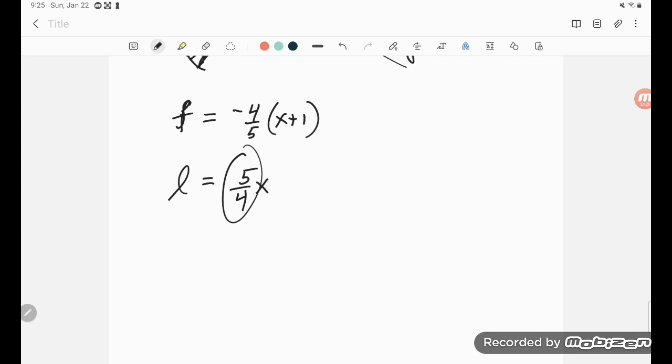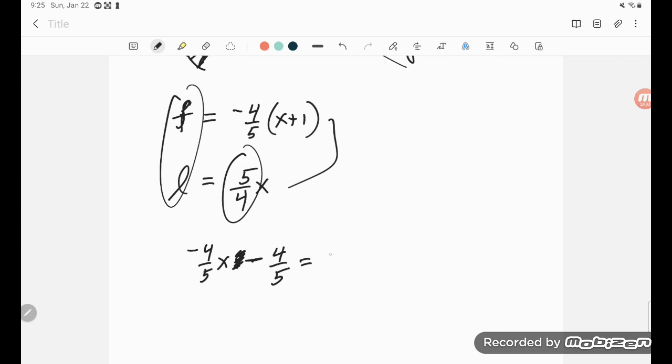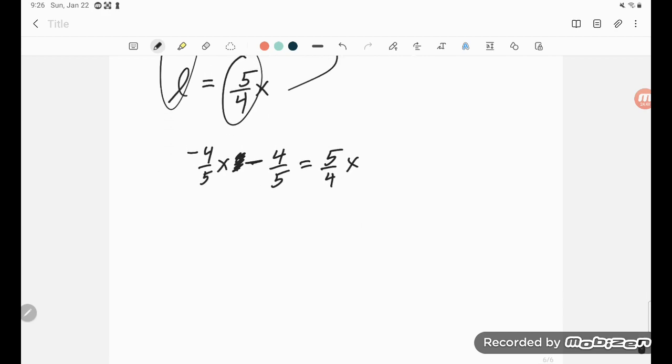So that's my line L, and I can find where these two lines intersect by putting the y values equal to each other. And so I have minus 4/5 x minus 4/5 is equal to 5/4 x. Now again, probably the easiest way for me to handle this is multiply through both sides by 20 because that will clear all the denominators.